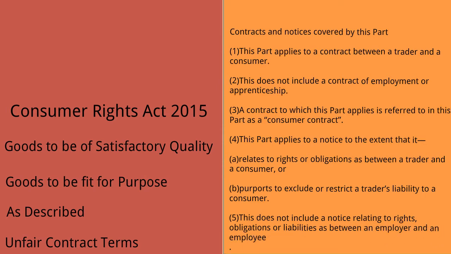Because when we actually look at the Consumer Rights Act, Section 61 under Part 2, contracts and notices covered by this part. This part applies to contracts between a trader and consumer. It doesn't include contracts of employment or apprenticeship. A contract to which this part applies is referred to as a consumer contract.